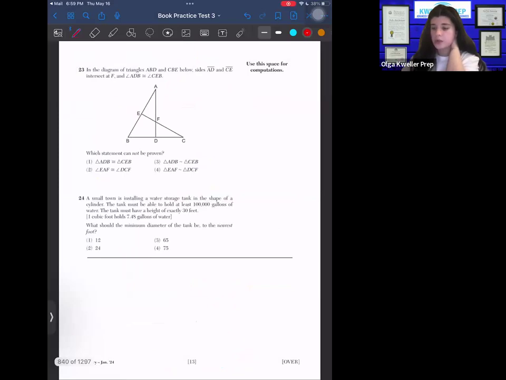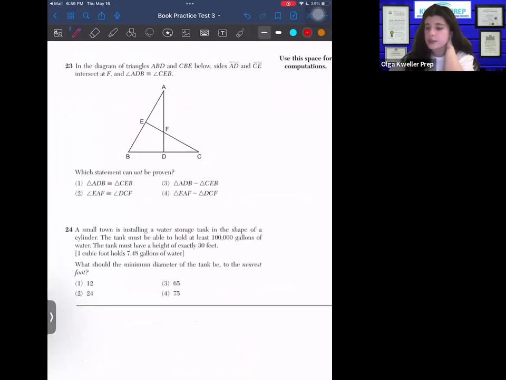All right, let's finish up with the last two. So we have in a diagram of triangles ABD and CBE below, we've got sides AD and CE, which intersect at point F. Okay, and then they tell me ADB, so this angle, is equivalent to CEB. And then they want which statement cannot be proven. So what can we not prove?